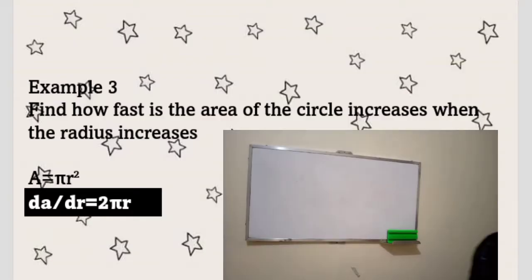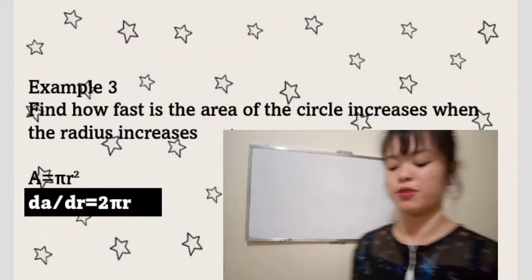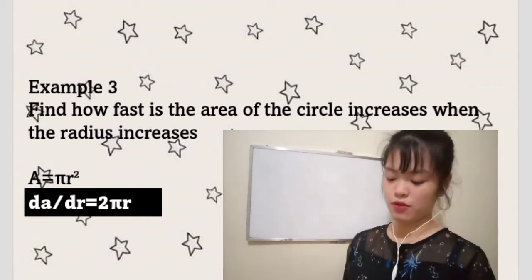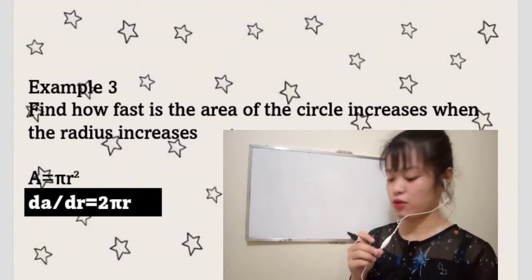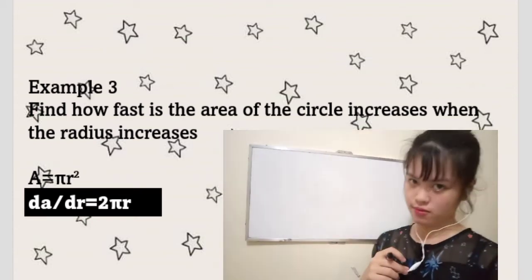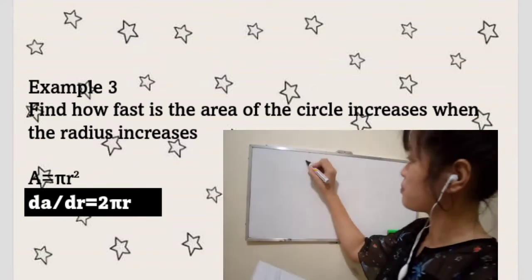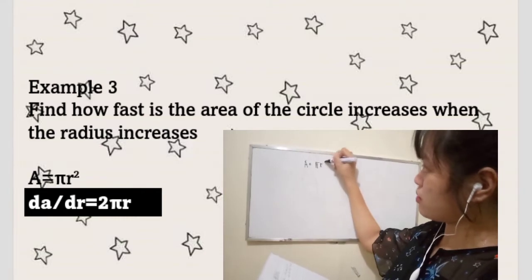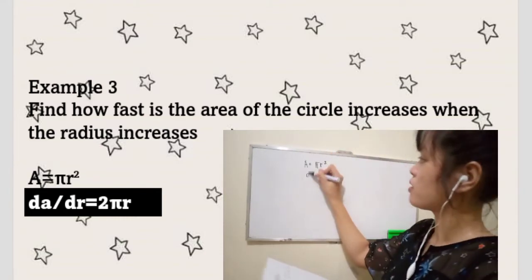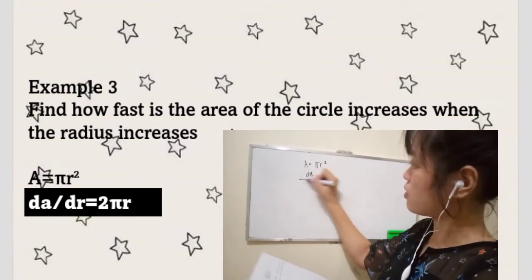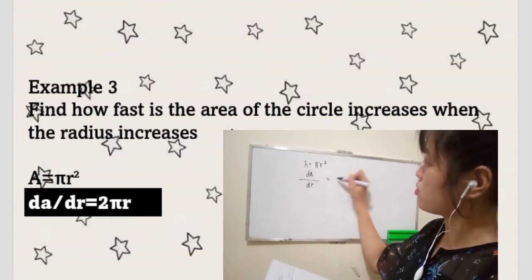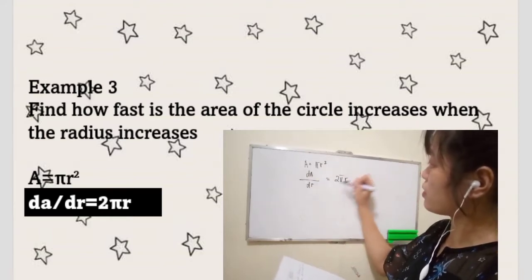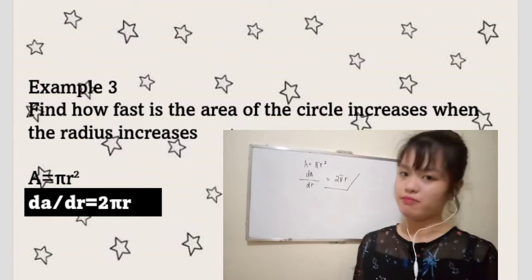So, last example ng ating application. Sasabi ito, find how fast is the area of the circle increases when the radius increases. So, ito ang solusyon natin. Ang area niya is pi r squared. Simple. dA over dr is equals to 2 pi r. Yan na po ang answer natin.